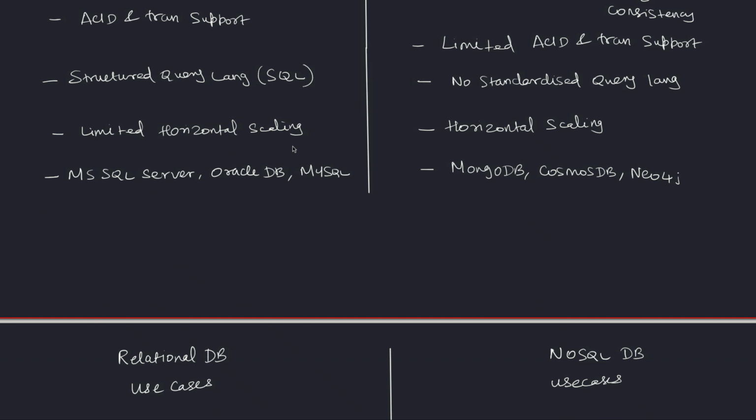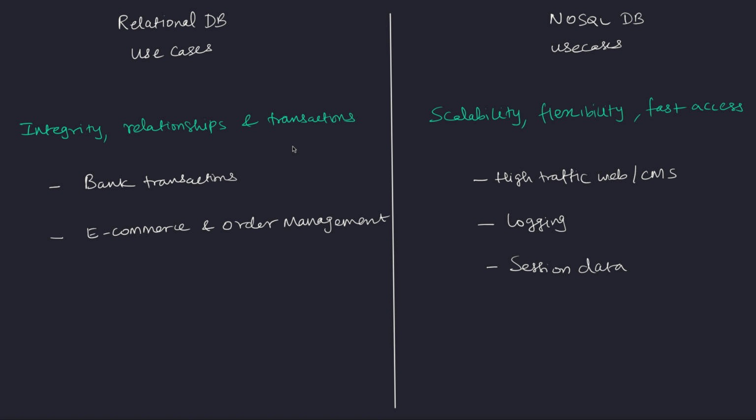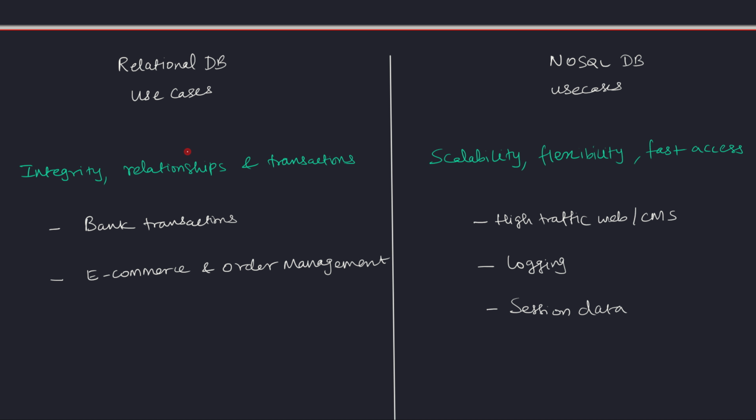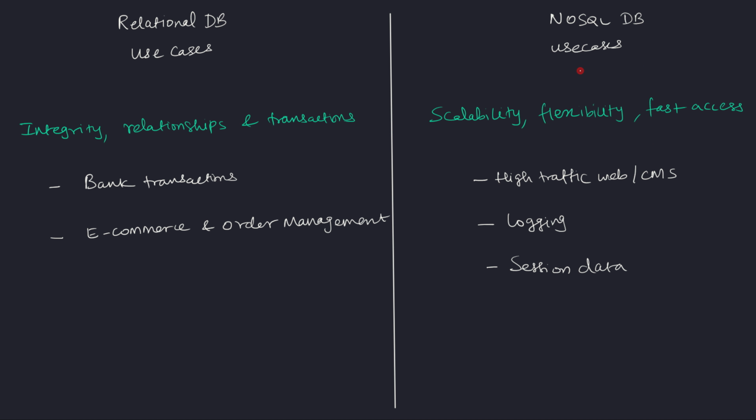Okay. Next, let's look at some of the use cases of these systems. So we have relational databases on one side and NoSQL databases on the other side. Let's start with the relational database. You use a relational database when you favor integrity, relationships, and transactions. So this is for systems like bank transactions, where you want strong consistency and you want the data to be at the highest integrity. You also want transaction support, so you'll go with a relational database.